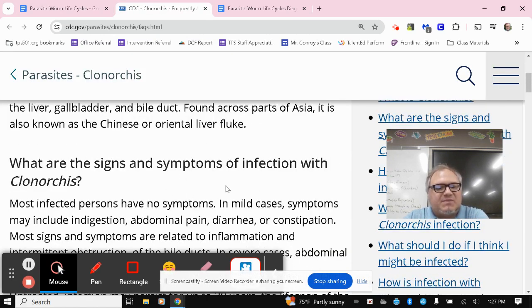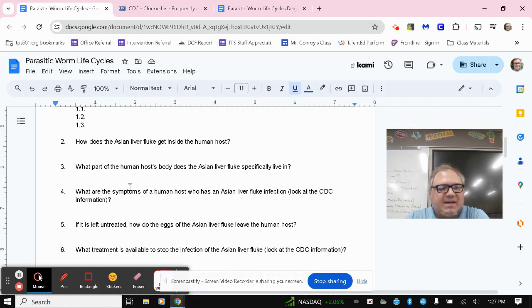Many times the symptoms may be not very significant. Since they're parasites, they don't want to be detected by their host. But I do want you to list what doctors have noted as far as, okay, even if they're mild symptoms, these are the symptoms that we see.